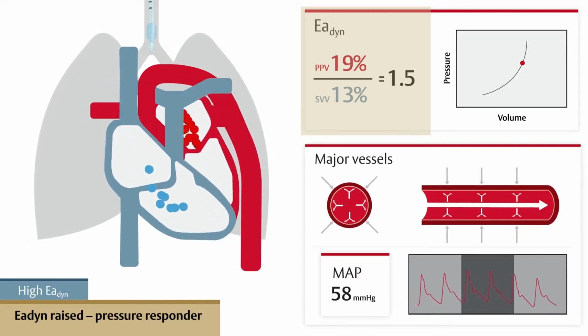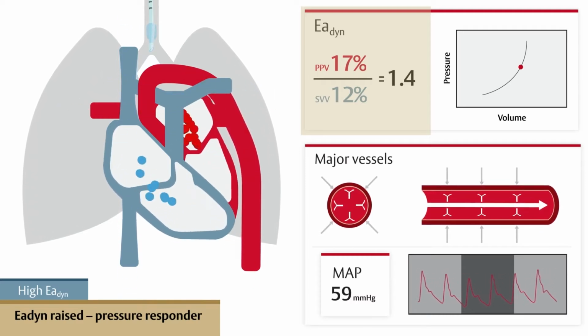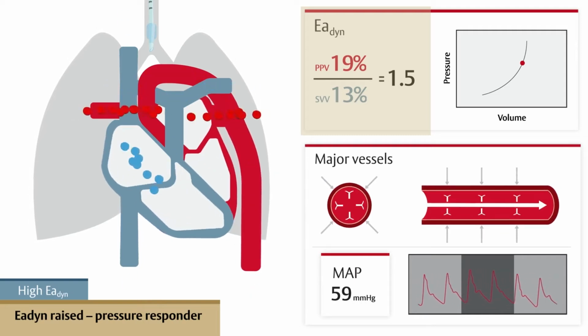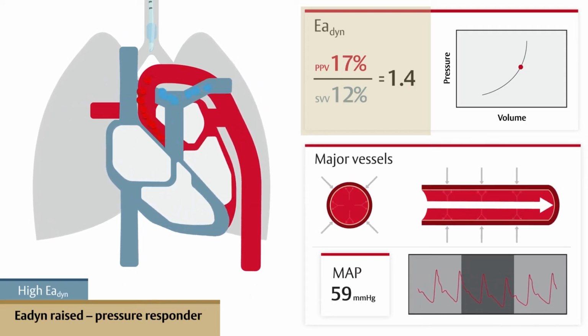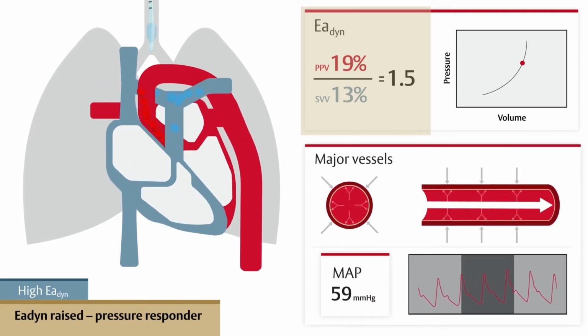A raised EaDyn means that a patient will increase their mean arterial pressure to a fluid bolus if they are preload responsive. For EaDyn to predict a rise in mean arterial pressure, the patient must be preload responsive. Pressure cannot be increased with fluid unless that fluid leads to an increase in stroke volume.